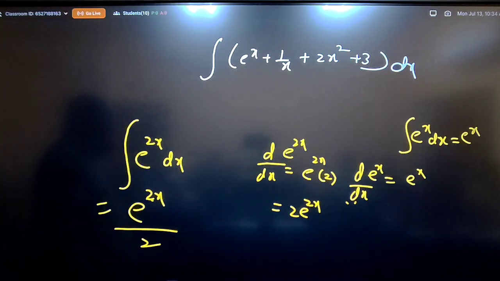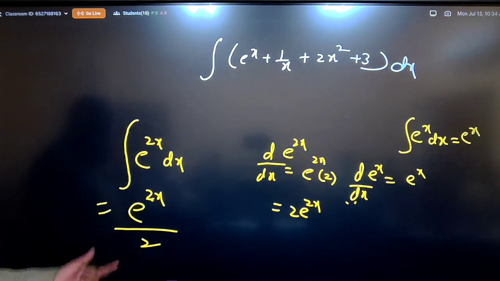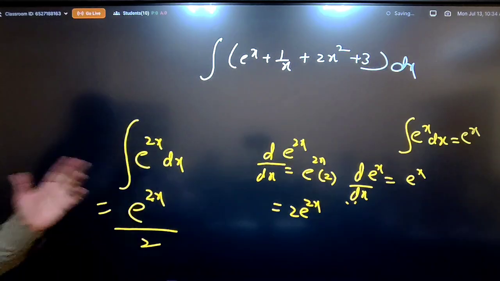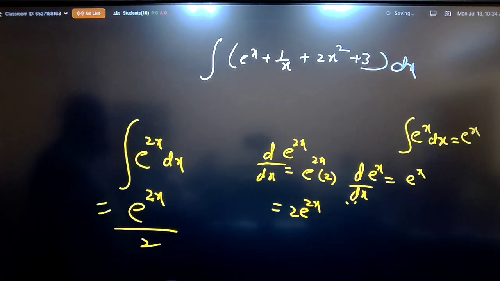Understood? This is a simple change. What is that? The coefficient will come in the denominator here. Understood what I am saying now? Is it clear what I am saying?